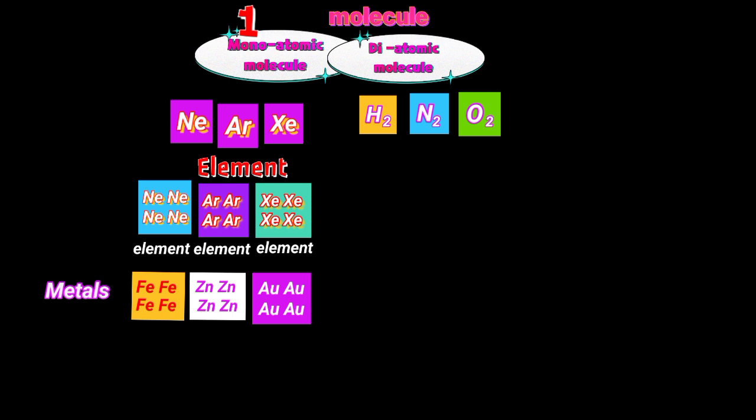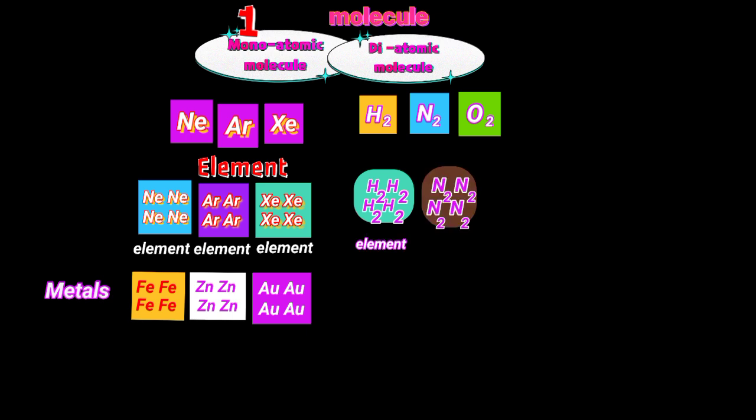For example, when many elemental molecules of H2 are combined together, they form hydrogen element. When many elemental molecules of N2 are combined together, they form nitrogen element. And when many elemental molecules of O2 are combined together, they form oxygen element.